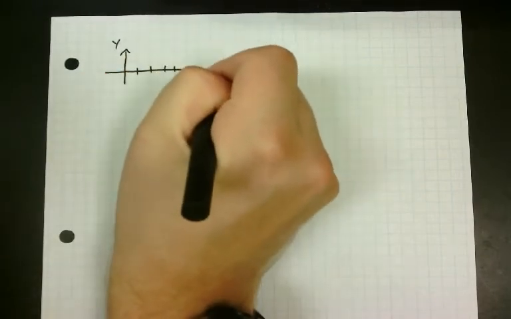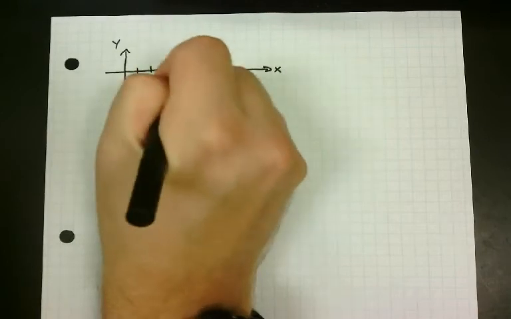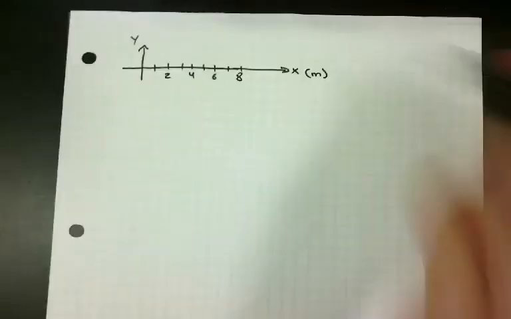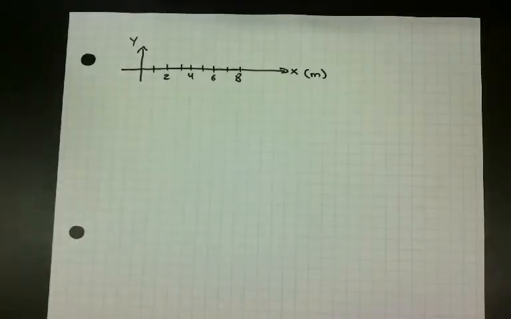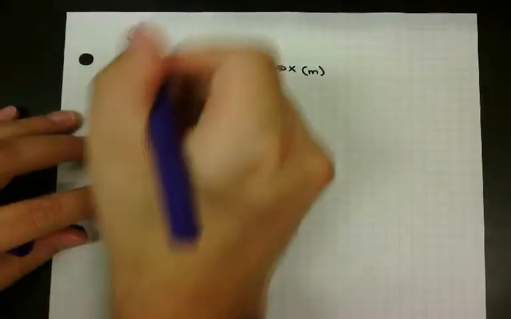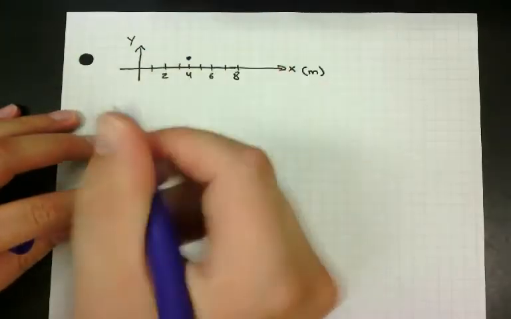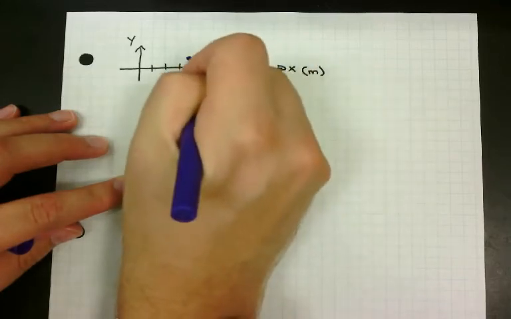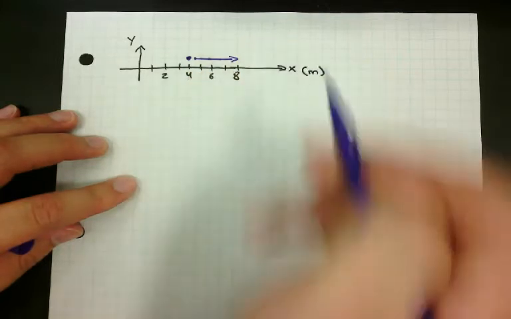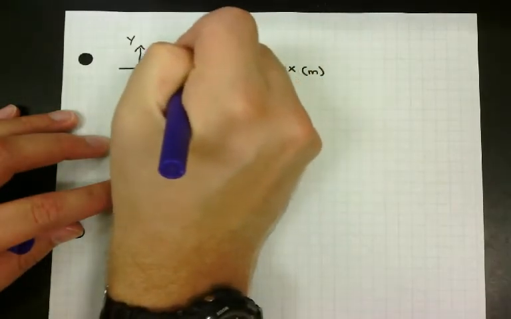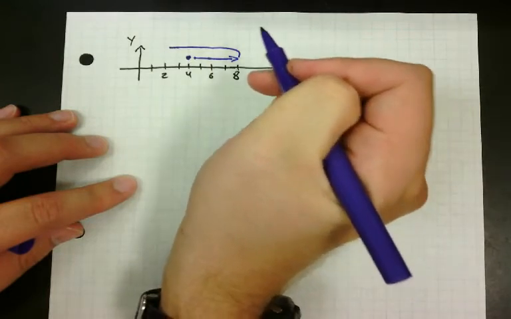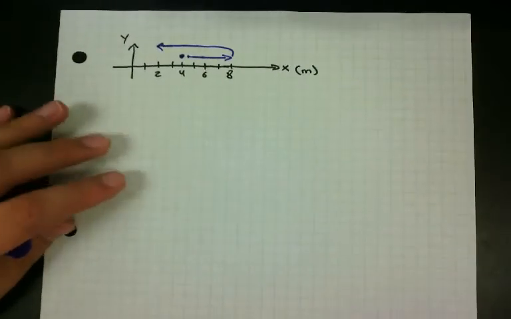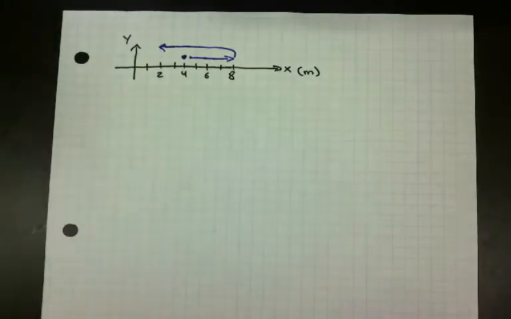4, 5, 6, 7, 8. So I'm going to label this in meters, 2, 4, 6, 8. This could be measured in meters. Now I want to imagine the basic idea is, let's say that I start here at 4 meters, and let's say I walk 4 meters forward, 1, 2, 3, 4 meters forward to here, and then I turn around and I walk 6 meters back. So I walked 4 meters forward and 6 meters back.